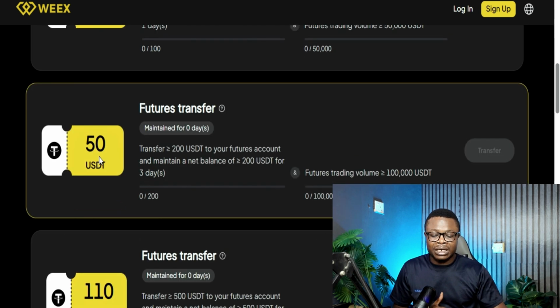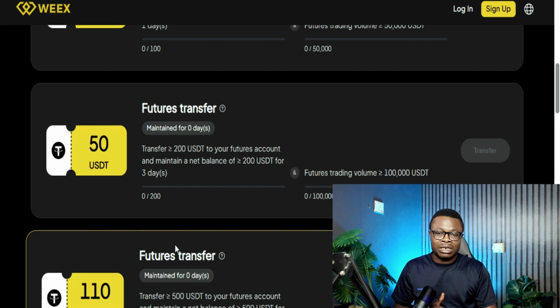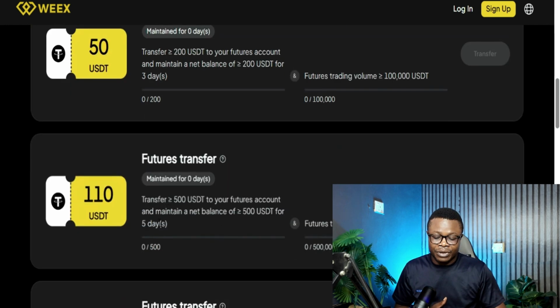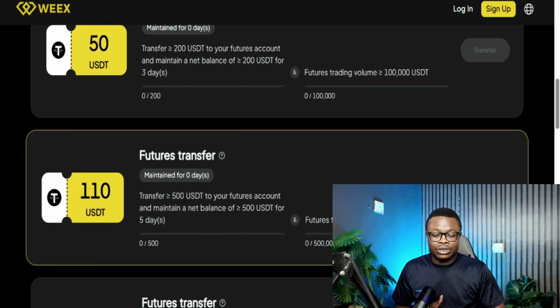And if you want to make it $50, all you just need to do is to deposit $200, transfer that $200 into your futures trading account and let this $200 remain there for 3 days. Okay, with a trading volume of 100K, you can claim $50 for free. And with a $100 bonus, you need to make a deposit of $500 into your futures account, allow it there for 5 days. And with a trading volume of 500K, you claim $110 for free.